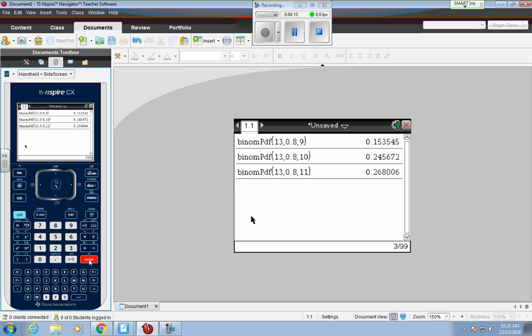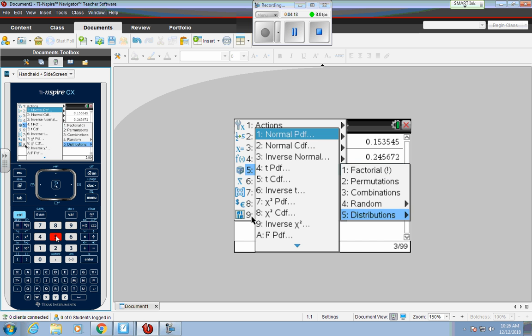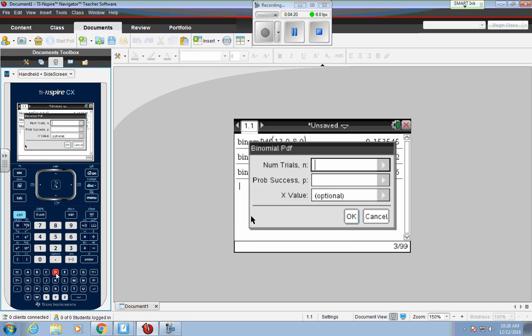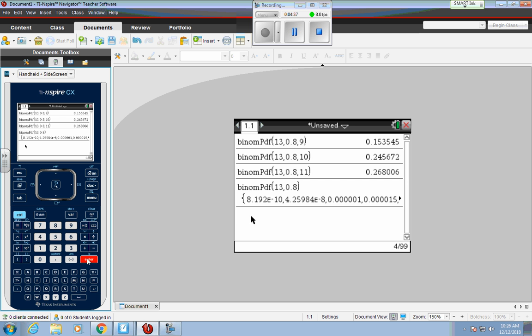Now, the other way, where it can show all of the values, is you still do the same thing. Menu, 5, 5, D. See how if I know 5, 5, D, it brings me right to it? So it might be a nice little thing to have in your notes. The number of trials is 13. The probability of success is 0.8. Now, the x value says optional. Just leave it blank. If you just leave it blank and hit enter, see what it does there? It gives you all those values. So this is where you need to be able to interpret that the 8.192 e to the negative 10 is really 0.000 with 9 zeros and then 8192.